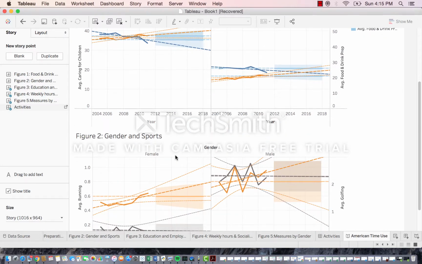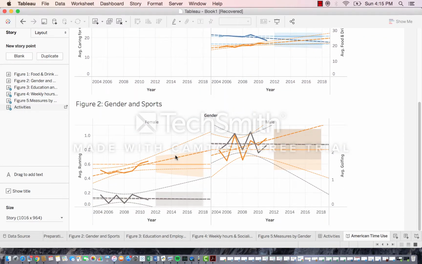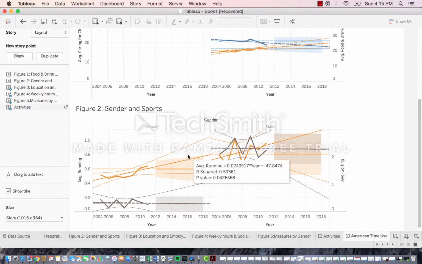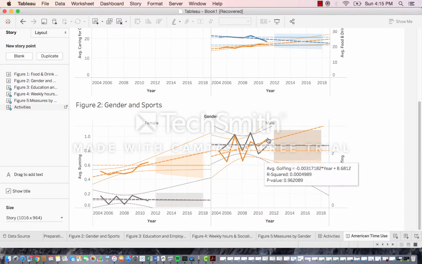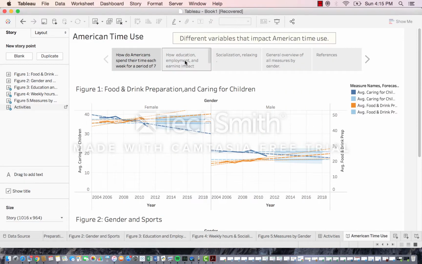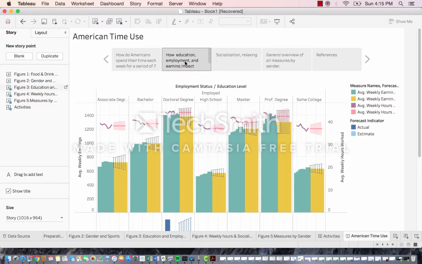The next graph we're going to look at is sports and how sports impact American time use. As you can see, males spend a lot more time on sports activities compared to females. And I also included trend lines and predictions on this graph. The next graph we're going to look at is a bar chart showing employment status and education level and how they impact American time use.